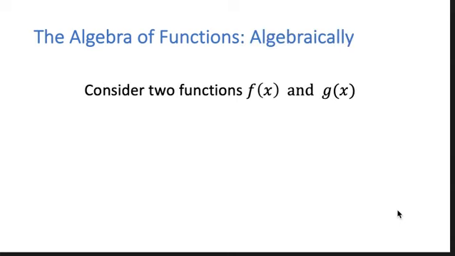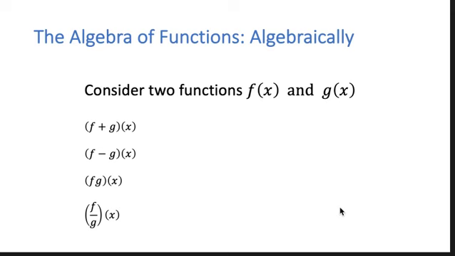So for example, we're going to consider two functions, f of x and g of x. And what I want you to do is add, subtract, multiply, and divide these two functions. So this notation means f plus g of x, f minus g of x, f times g, and f divided by g.